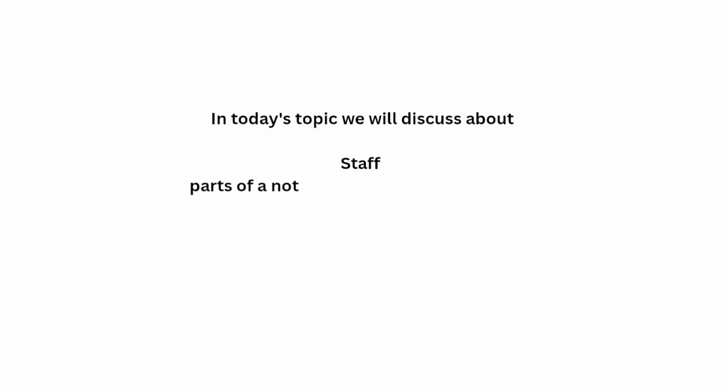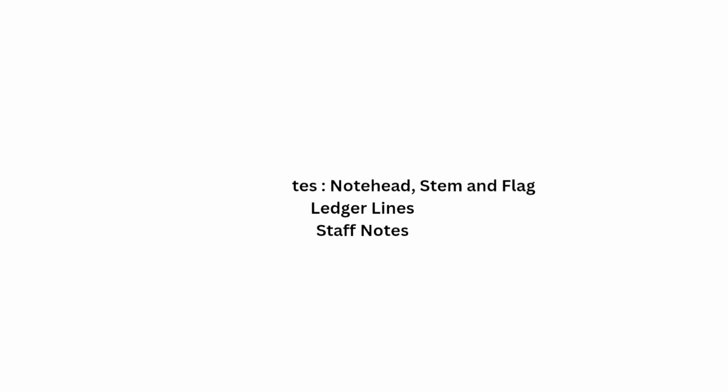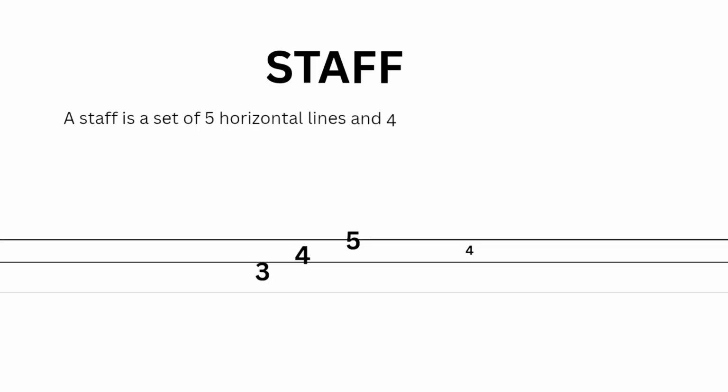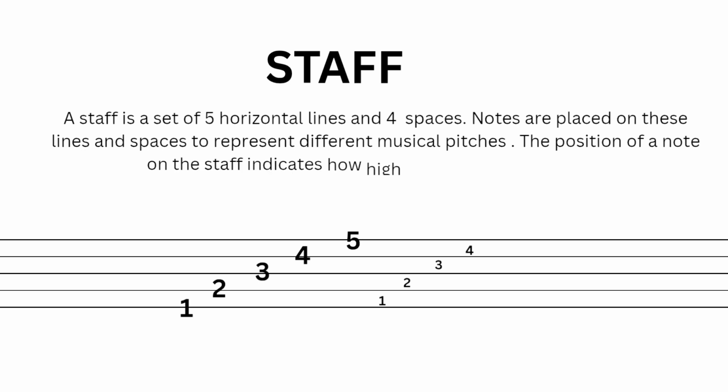In today's video, we will discuss staff, parts of a note, ledger lines, and staff notes. What is a staff? A staff is a set of 5 horizontal lines and 4 spaces. Notes are placed on these lines and spaces to represent different musical pitches. The position of a note on the staff indicates how high or low the note sounds.